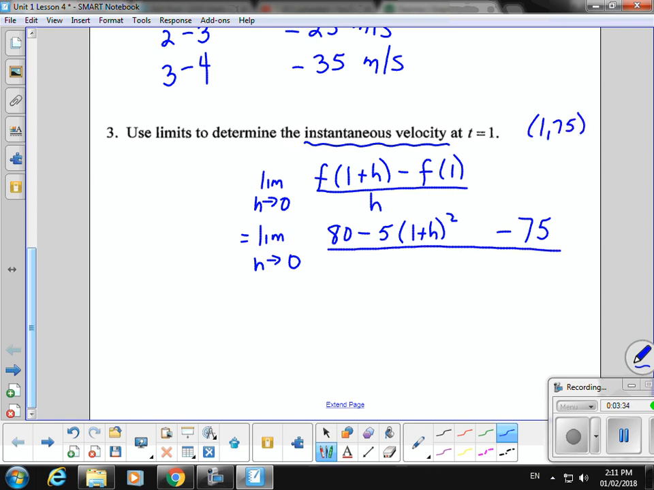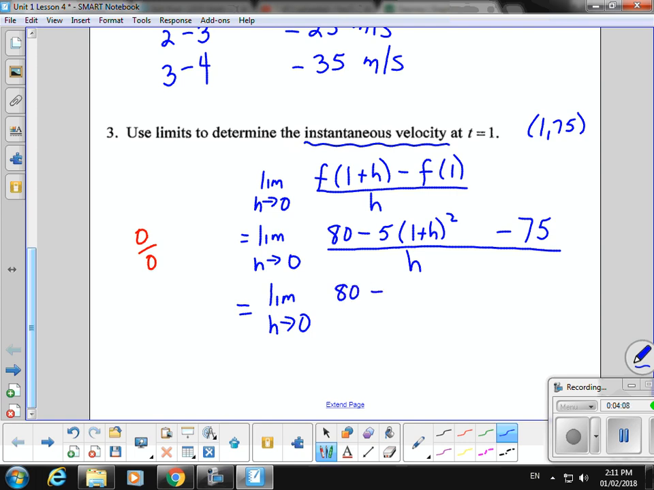Okay, all over h. If I were to put a value of 0 in for h right now, I would have 80 subtract 5 times 1 squared, subtract 75, which would be 0, and the bottom would be 0. So at this point, I have an indeterminate answer. That means I don't know if there's a limit. I have to do some simplification first. So the limit as h approaches 0. So I think about this one, what would be my most useful strategy? And expanding would be at this point.